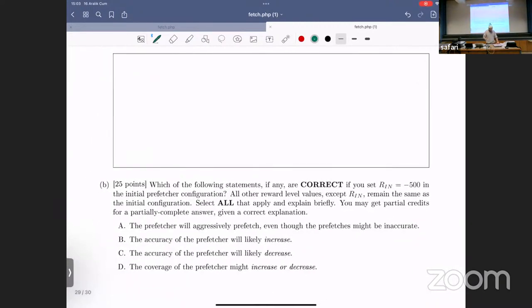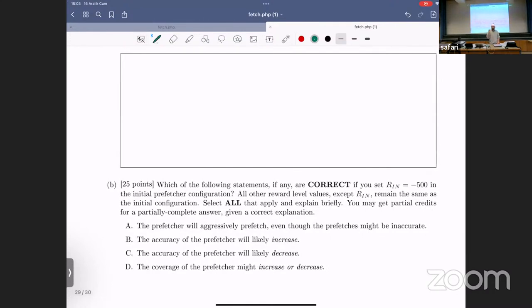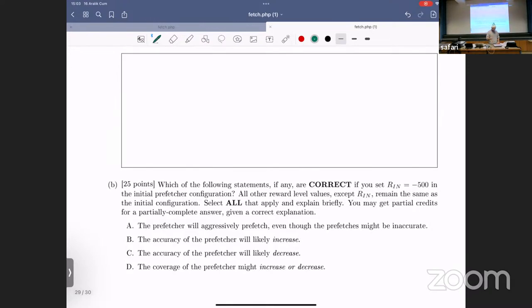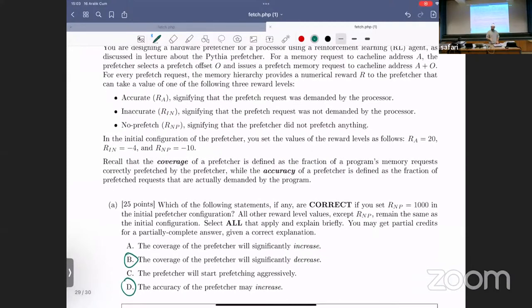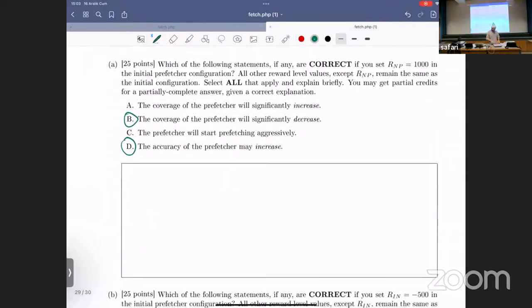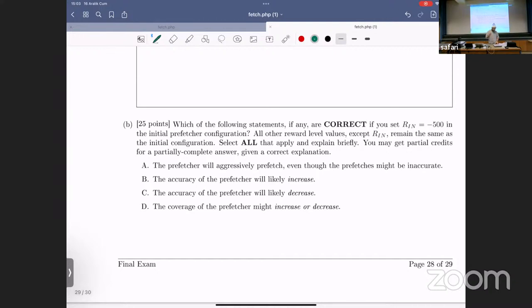Which of the following statements, if any, are correct if you set the inaccurate prefetch to minus 500, the no prefetch to minus 10, and the accurate prefetch to 20? Again, we need to do the same thing. So let's try to answer this here. The prefetcher will aggressively prefetch, even though the prefetches might be inaccurate. Is that possible? No. Why?